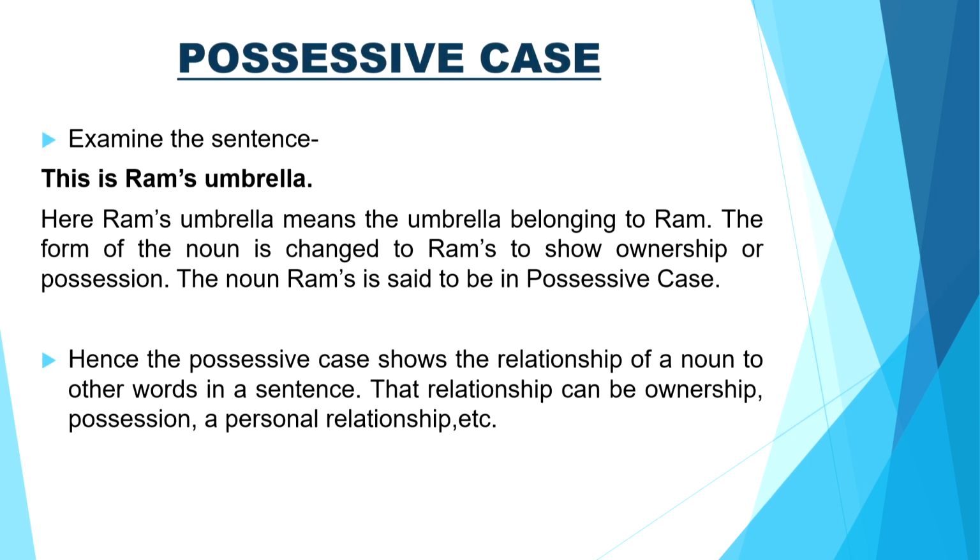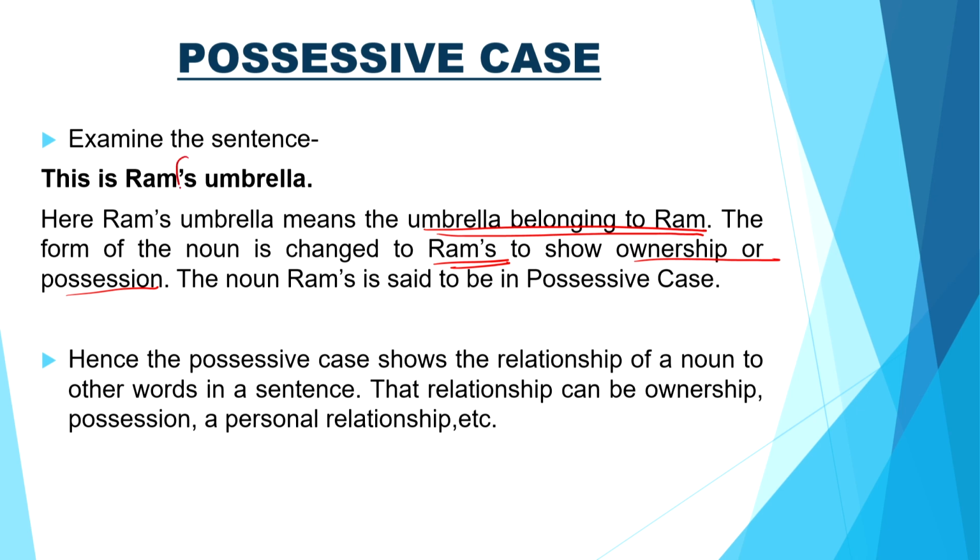Now, let us move on to possessive case. Examine the sentence below. This is Ram's umbrella. Here Ram's umbrella means the umbrella belonging to Ram. The form of the noun is changed to Ram's to show ownership or possession. The noun Ram's is said to be in the possessive case.